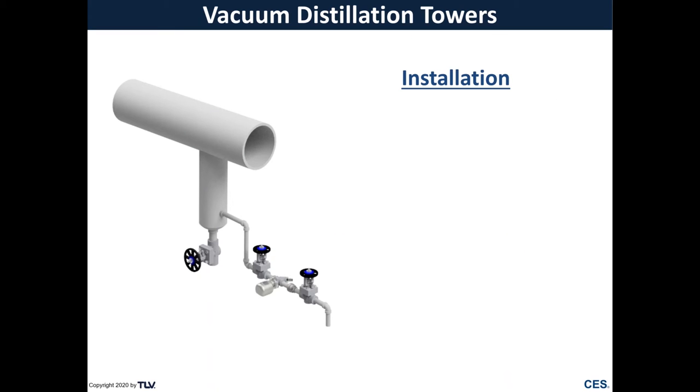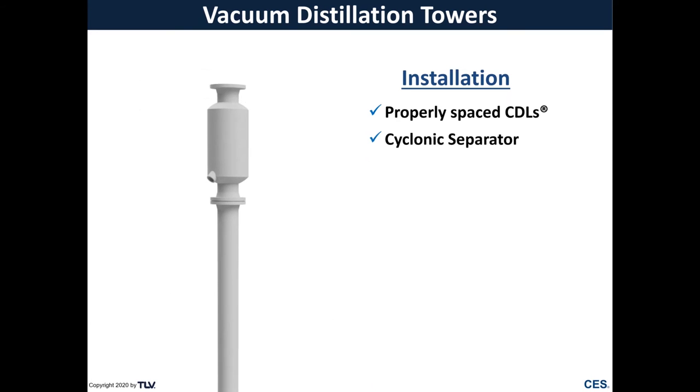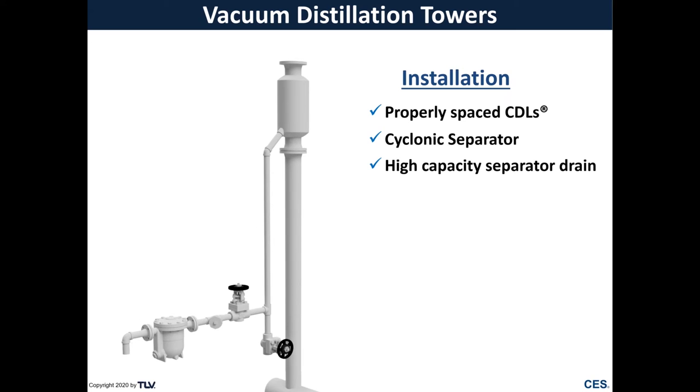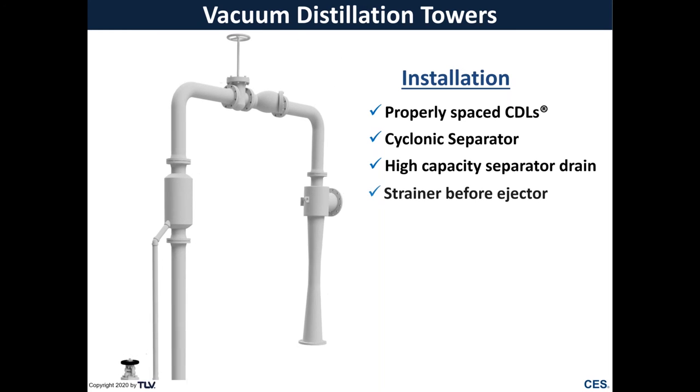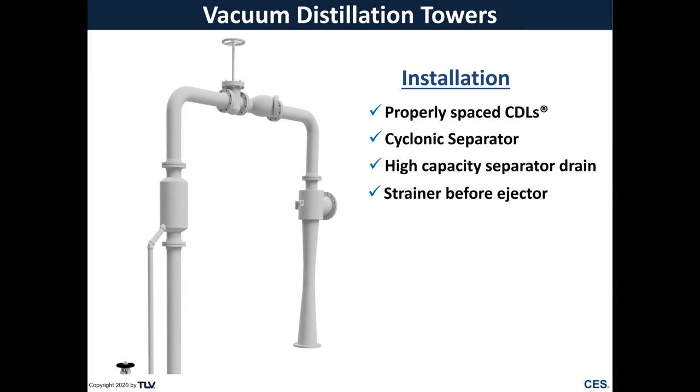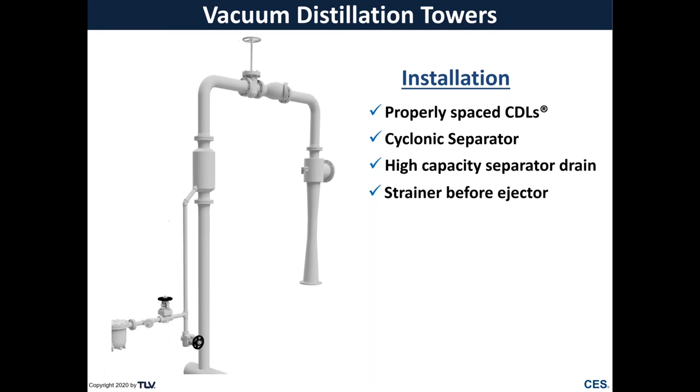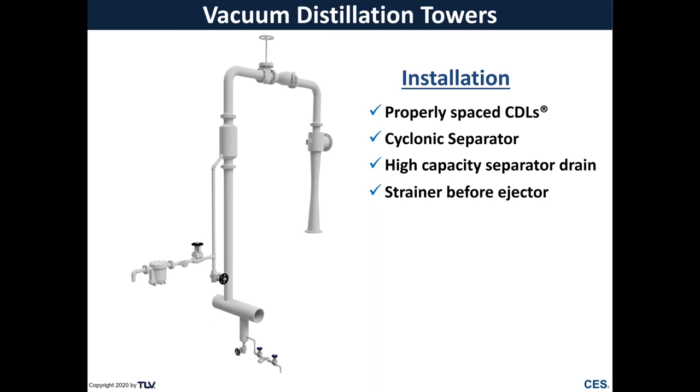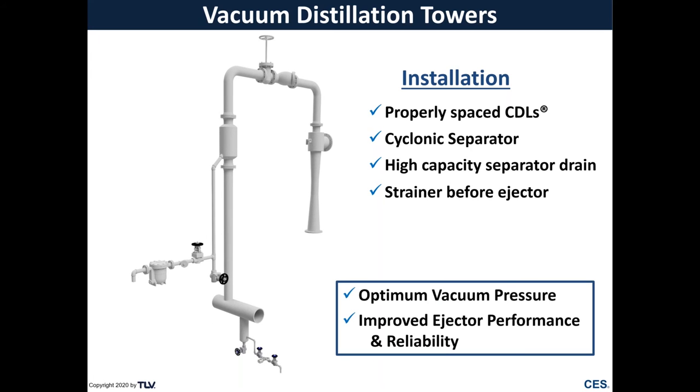If we take a best practices piping approach, we would want to install condensate drainage locations, or CDLs, at proper intervals along the steam distribution system, and add a cyclone separator to remove entrained moisture in the steam flow with a sufficiently sized pre-float drain trap. And also, it would be good to add a Y strainer to remove rust scale and other solid debris from the steam flow, as this can be just as damaging to an ejector nozzle as wet steam erosion. The combination of these components will potentially lead to optimized vacuum and improved ejector performance and reliability.